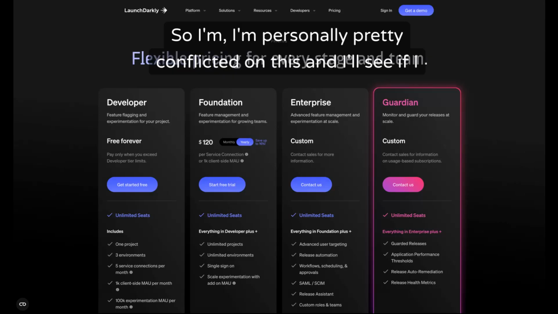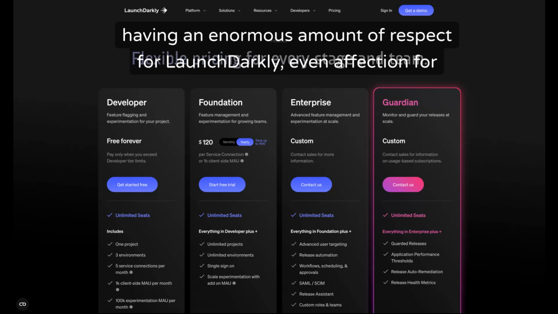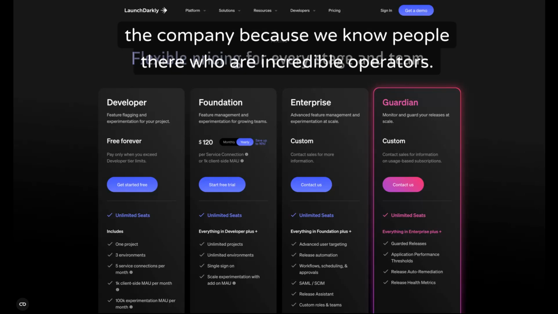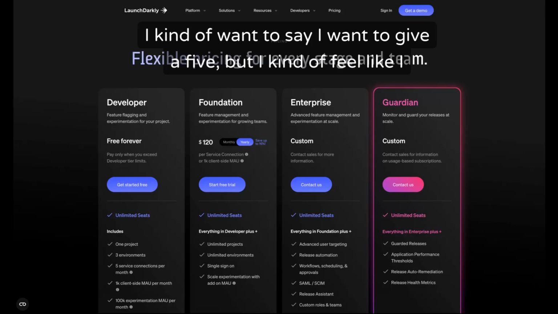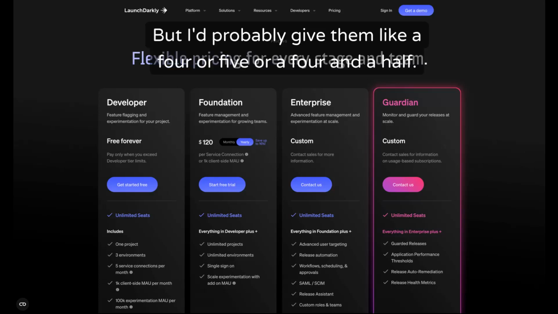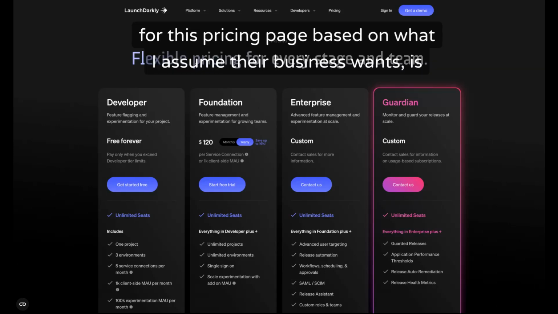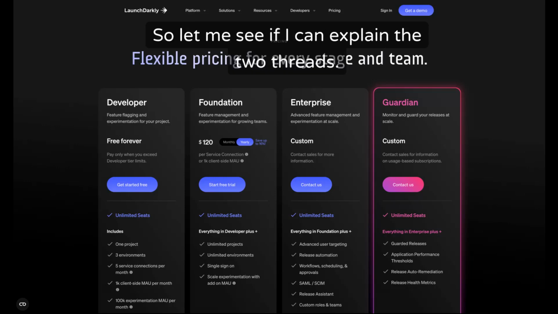Yeah. So I'm personally pretty conflicted on this, and I'll see if I can explain why concisely. For me as an individual, having an enormous amount of respect for LaunchDarkly, even affection for the company, because we know people there who are incredible operators, I kind of want to give a 5, but I also kind of want to give a 3 in terms of how this pricing page personally makes me feel. But I'd probably give them a 4 or 5, or a 4.5, for this pricing page based on what I assume their business is trying to optimize for. So let me see if I can explain the two threads.